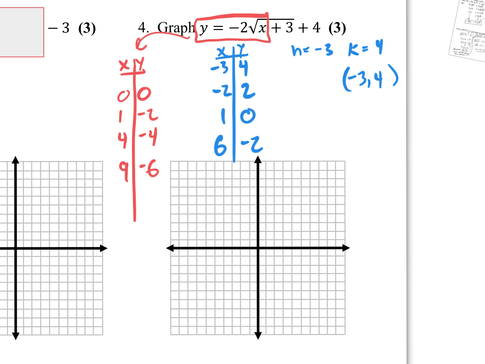Does that make sense? So where is -3, +4? It's right here. Where's -2, +2? It's right here. Where's +1, 0? It's right there. And where's +6, -2? 1, 2, 3, 4, 5, 6, -2 right there. So there's our graph. It starts right here at the beginning point, shoots off in this direction, going down and to the right forever.